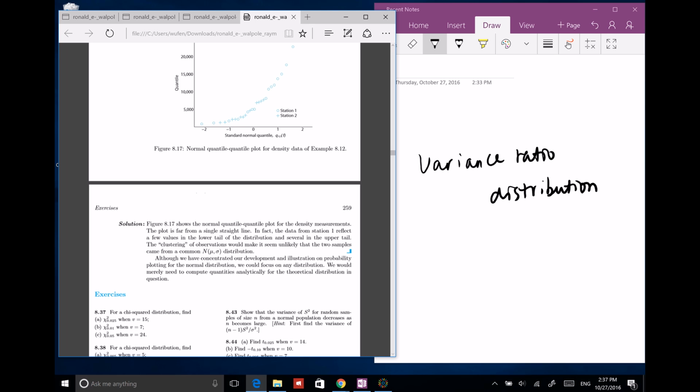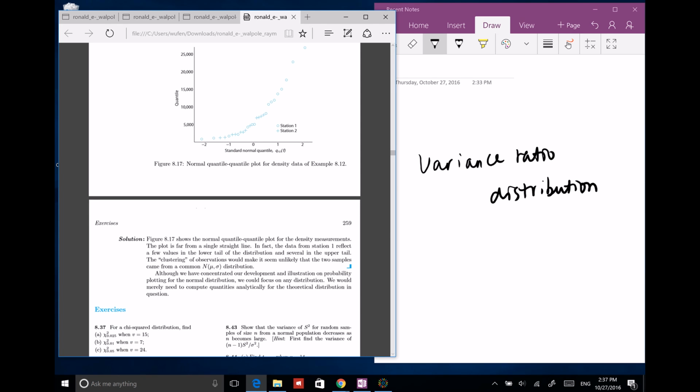The solution shows a normal QQ plot for the density measurements. The plot is far from a single straight line. It is not a straight line. In fact, the data from station 1 reflects a few values in the lower tail of the distribution and several in the upper tail. So you can see station 1 has lower and upper values, right? And the clustering of the observations makes it unlikely that the two samples come from a common mu, sigma distribution. So when you look at this plot, you can see the majority of station 1 goes way up and goes way down, while station 2 just stays together at one middle level. So it's unlikely they are coming from the same normal distribution.